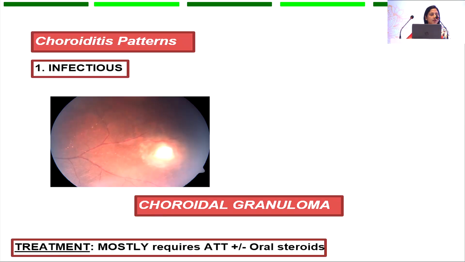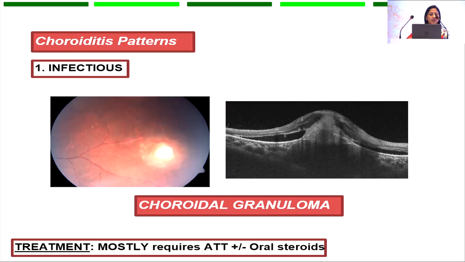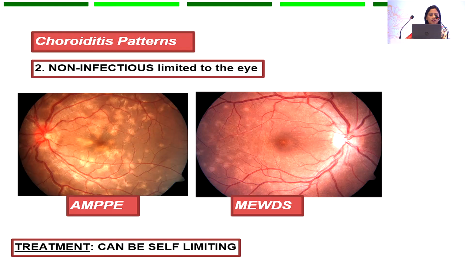Similarly, choroidal granuloma is also usually infective. And when you do an OCT, this is a typical tubercular granuloma where you see the contact sign. The granuloma is actually pressing upon the retina with some neurosensory detachment. These patients usually require ATT along with oral steroids.